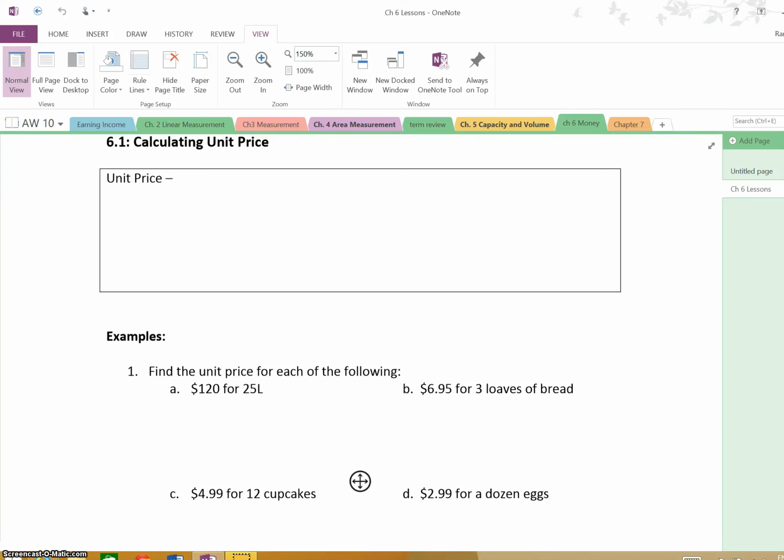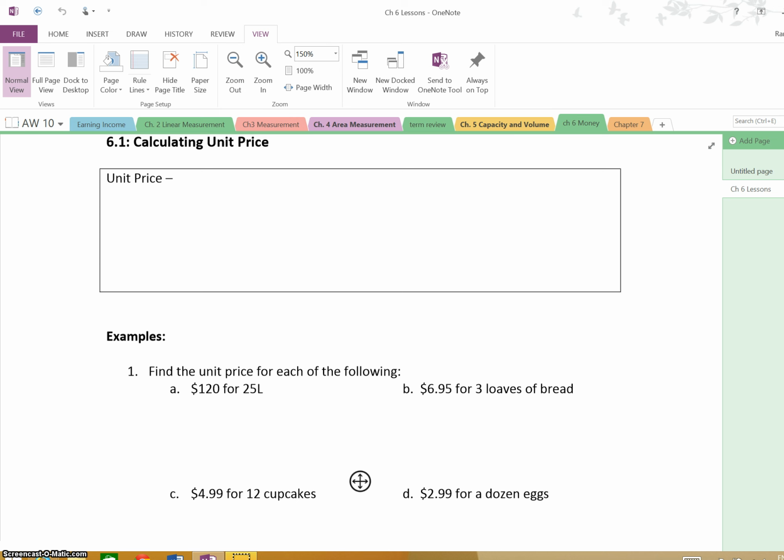Today we're going to start with Chapter 6. You may recall that I said we're going to be doing Chapter 6 and Chapter 7 together, combined, just to help us save some time. So that's exactly what we're going to do. Chapter 6 is dealing with money and things like calculating unit price, sale price, and discounts. So it really shouldn't be too hard for you. You've done it before, so we're just going to do a quick review here.